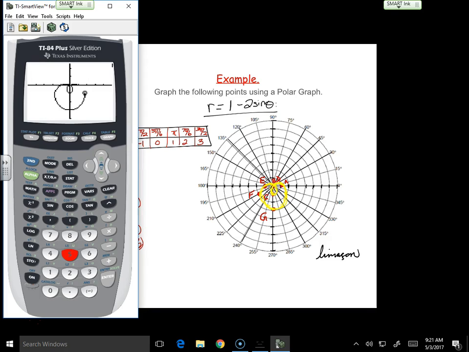Did anybody not get this? Because there are things that your calculator can do that are kind of funky and can mess up.